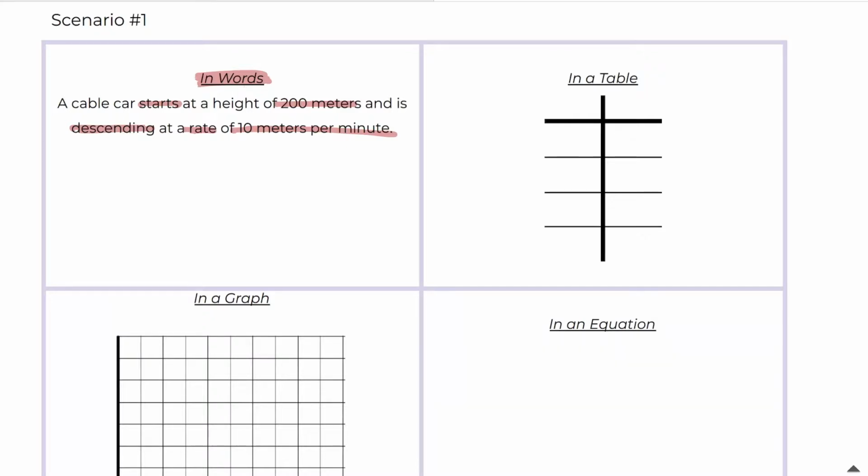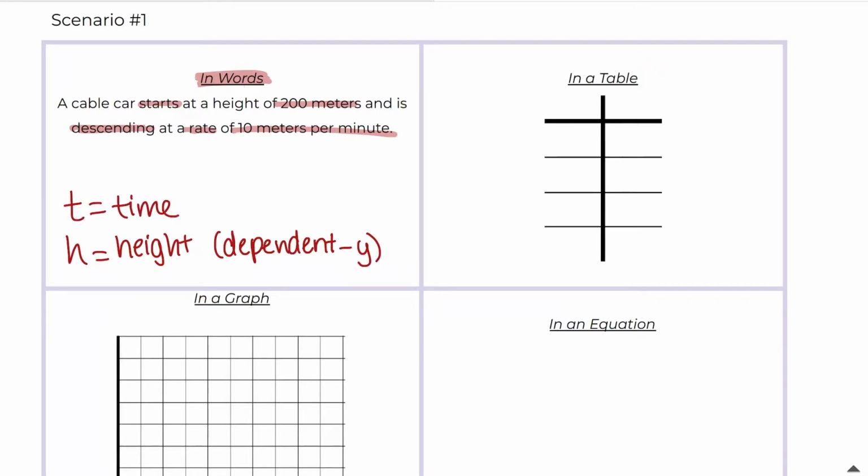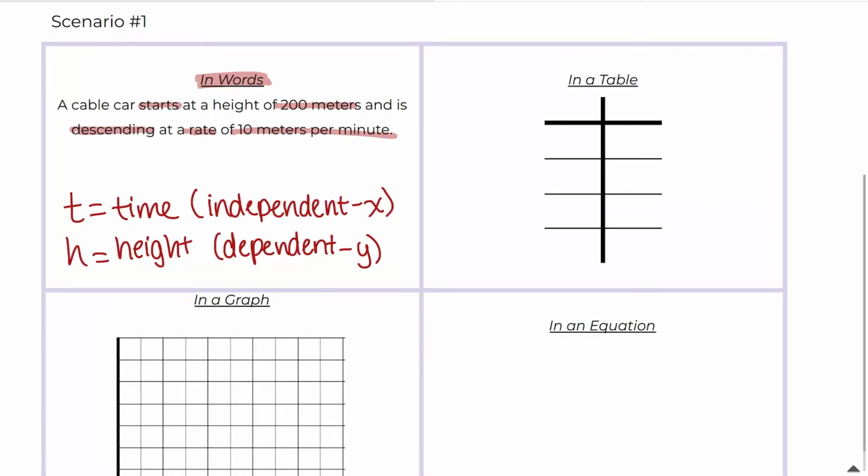So before we do anything else, I want to identify what our variables are. We have two different variables. We have our height in meters and our time in minutes. And the height depends on how much time has gone by, which means the height is the dependent variable, which is the y. And we'll call it h, for height. The other variable is time. And since height is dependent, that means time is independent, and that is the x. Okay, so that's going to help us out with our table.